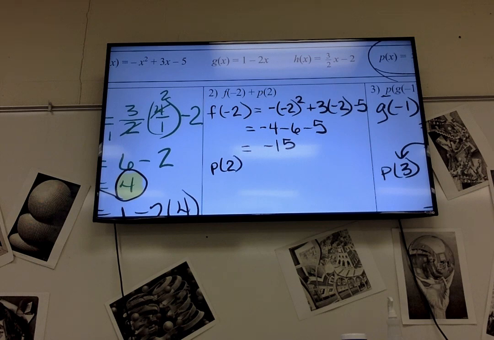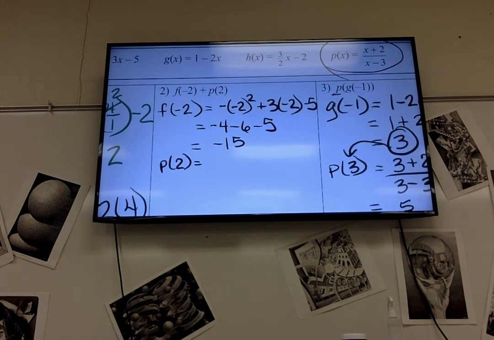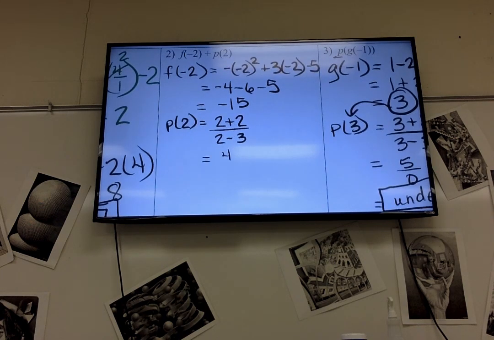Then p of 2, we plug it into that fraction, the rational equation there. That's 2 plus 2 over 2 minus 3. 4 over negative 1, which remember a fraction is just another way of saying division. So that's just negative 4. And what's our last thing to do? Yeah, because it says plus here, we just add those two together. So that's negative 15 plus negative 4, and you get negative 19.